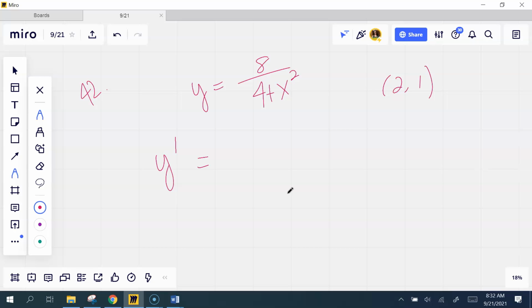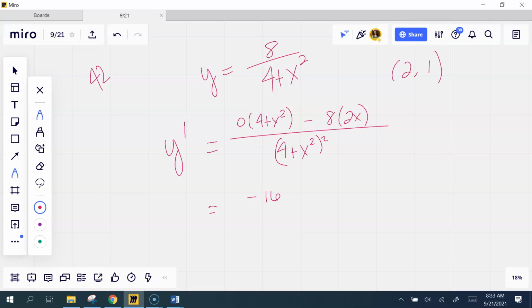Okay, the derivative here would be 0 over... minus top. Oh, it's the quotient rule, sorry. Quotient rule, because there's a quotient there. 8 times... All right, so this is really negative 16x over, and I'm going to leave this just like this. Because you would bring the exponent over. That was 4x squared minus 1.